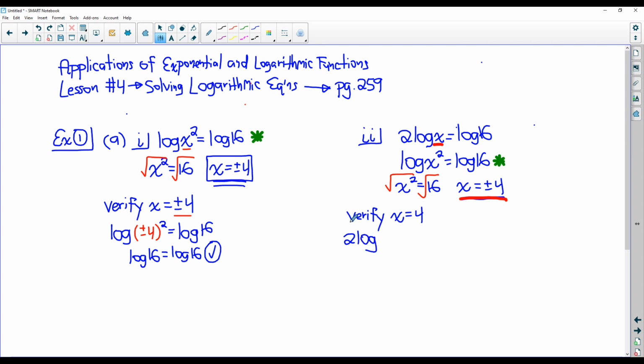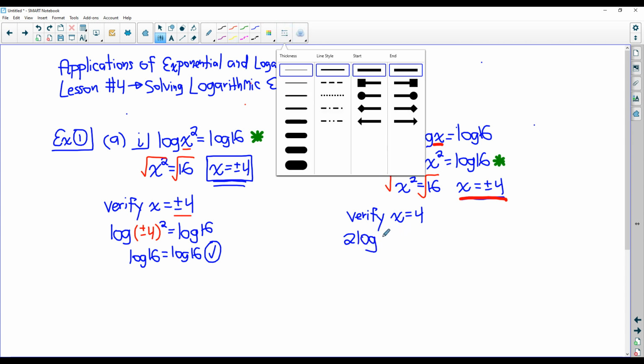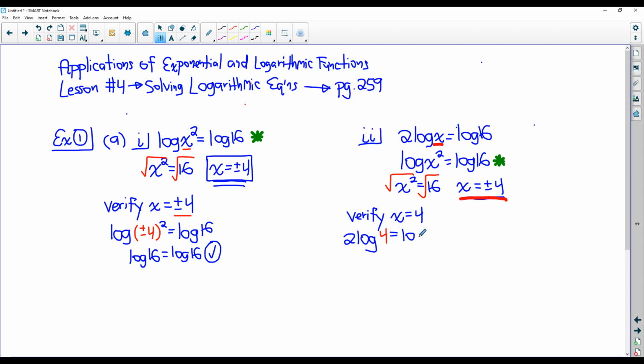So we'd have 2 log of 4 would be equal to log of 16. And again, I want to show both the left and the right-hand side are the same. So what I'll do is I'll take this coefficient, use the power rule, and put it onto the exponent of the argument. And then I'd have log of 4 squared would be equal to log of 16. 4 squared is 16, so you'd have log 16 is equal to log 16. So no problem, that solution verifies.